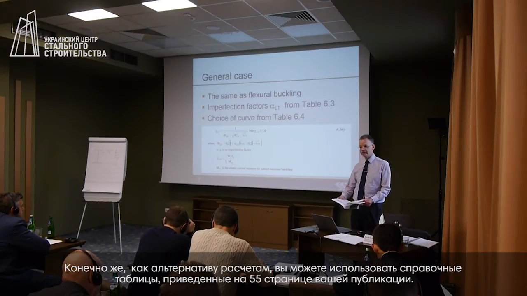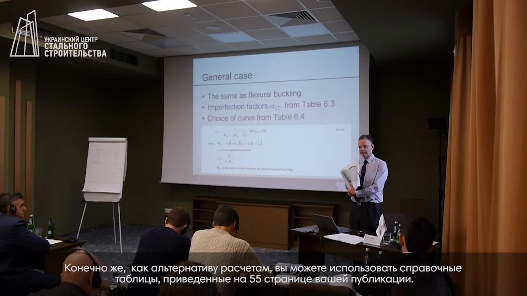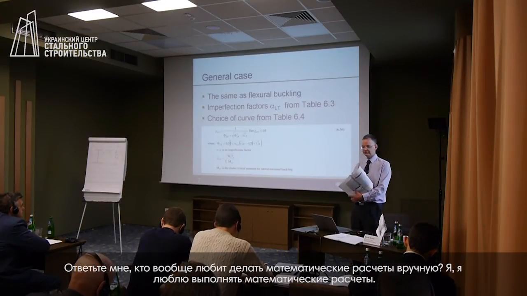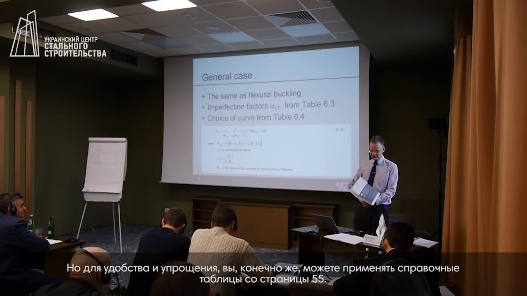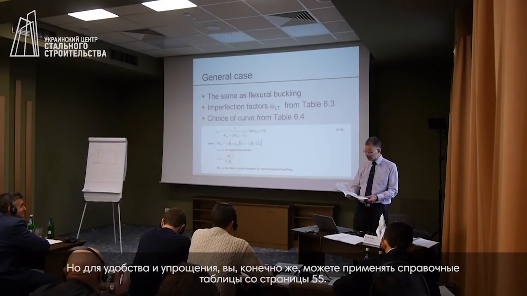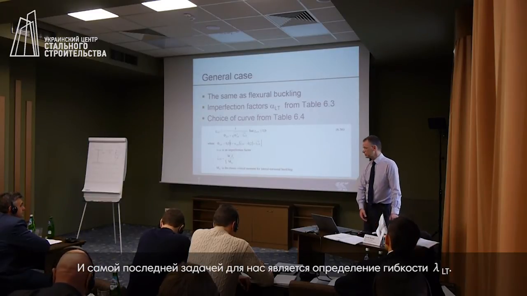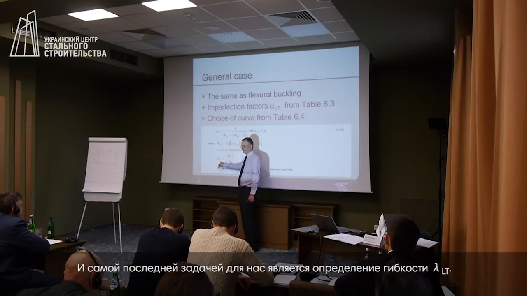Now, of course, instead of the calculations, you could use the lookup table on page 55 of your guide. So who would ever want to do the maths? Me. I would like to do the maths. But for convenience, you could use the lookup table on page 55. Our final challenge is that we must determine the slenderness lambda bar LT.